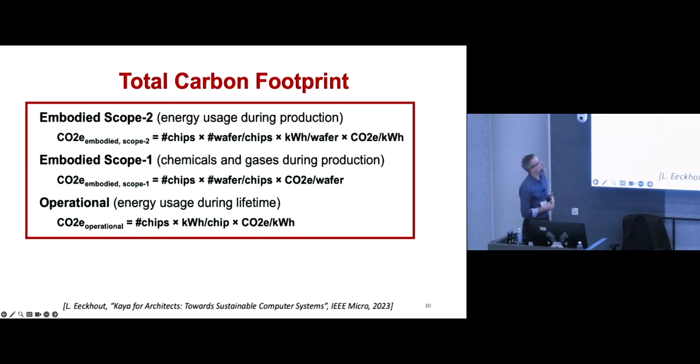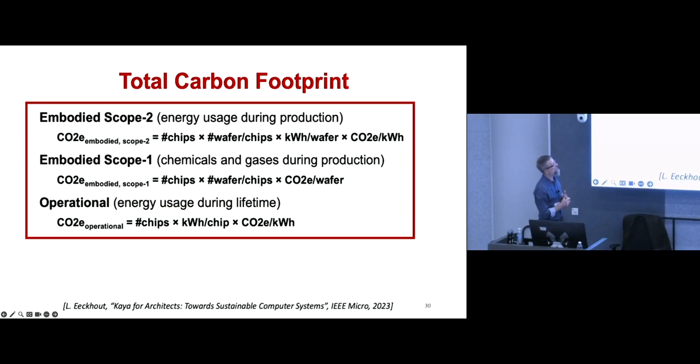So I came up with these equations. For the embodied Scope 2 and Scope 1, they are very similar. So we have the total number of chips that we are manufacturing, times the number of wafers that we need to produce those chips, times, in terms of Scope 2, the amount of kilowatt hours that we consume to produce one wafer, and then multiplied by the carbon intensity, so the amount of CO2 emitted per kilowatt hour that we are using. And Scope 1 is the number of chips times the number of wafers per chip times the carbon CO2 equivalent because of the chemicals and gases to produce a wafer.